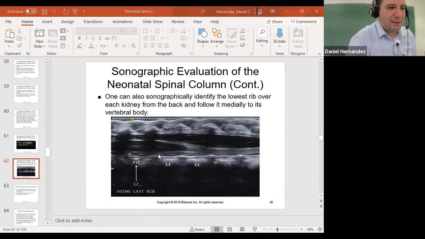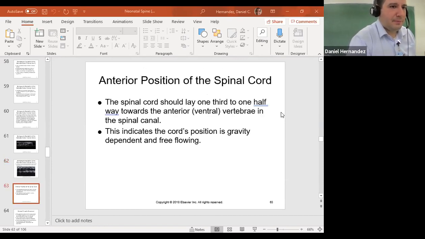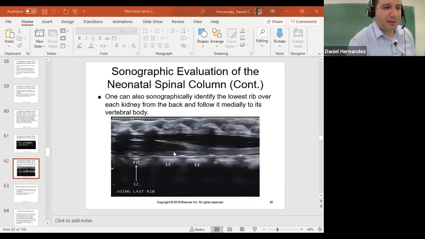You can see it's line dependent, where gravity has taken it. And it's got a normal terminal location between L1 and S2, so that's normal. So the spinal cord should lie 1/3 to 1/2 towards the anterior ventral vertebrae in the spinal canal. This indicates the cord's position is gravity dependent and free flowing. So again, that's what I was referring to, how it's lying on that bottom half of the vertebral canal.